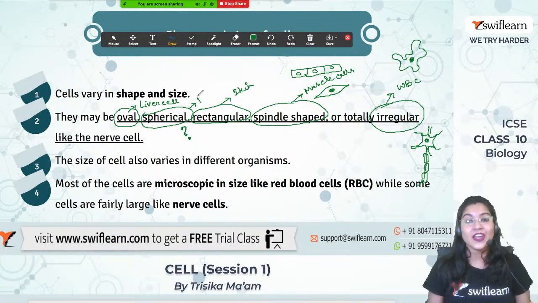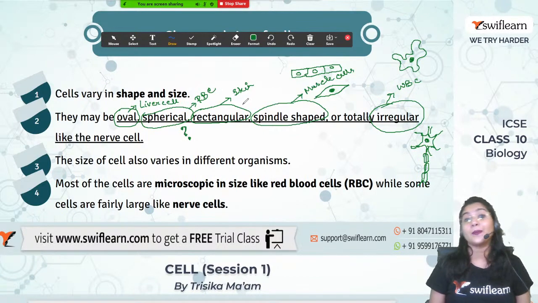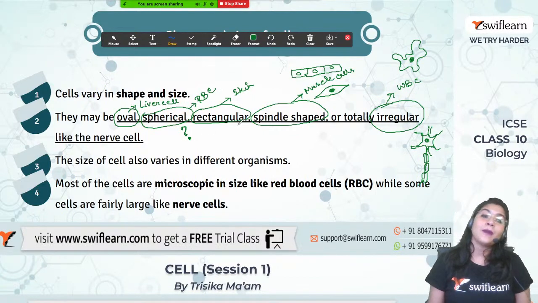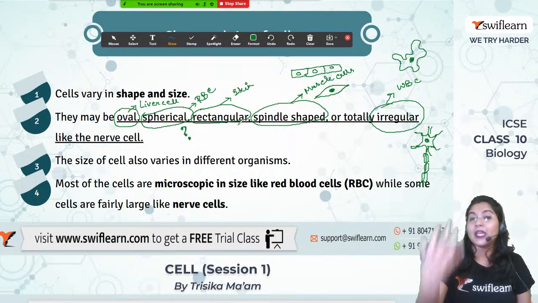Okay. So spherical shaped cells are basically the RBCs, right? The red blood cells which are present in our blood. So this is all about the various shapes of the cell.